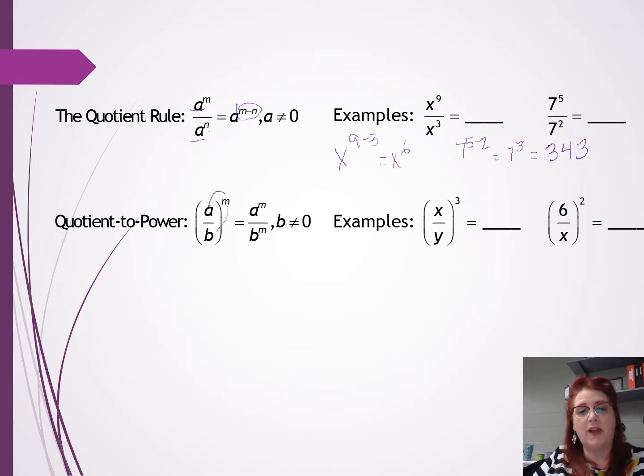And then the quotient to power, just like the product to power, we're going to apply that power to both factors. So on our example, x divided by y raised to the 3rd power, we're going to get x cubed divided by y cubed. And on this one, we're going to have 6 squared divided by x squared. And you can evaluate the 6 squared to become 36 divided by x squared.